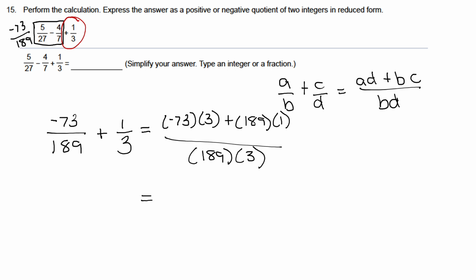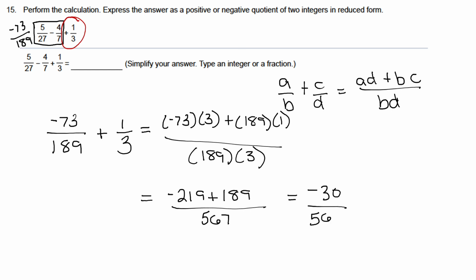Negative 73 times 3 is negative 219. 189 times 1 is just 189. And then 189 times 3 is 567. Negative 219 plus 189 is a negative 30. And it's still over the 567.